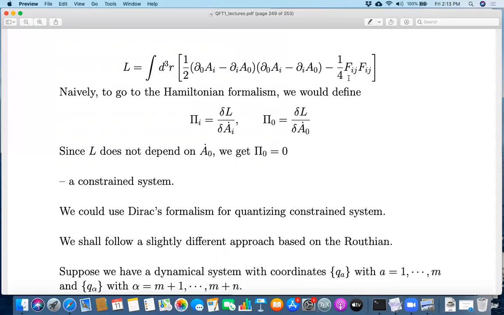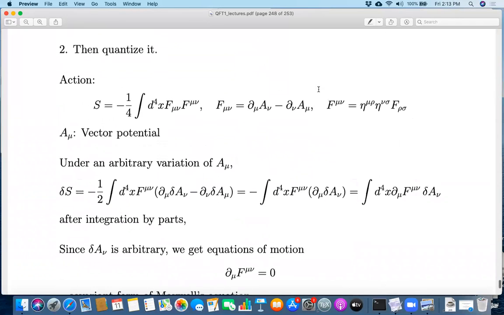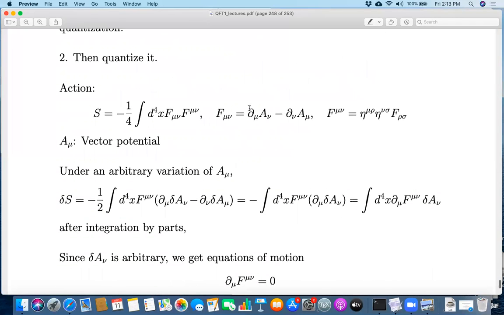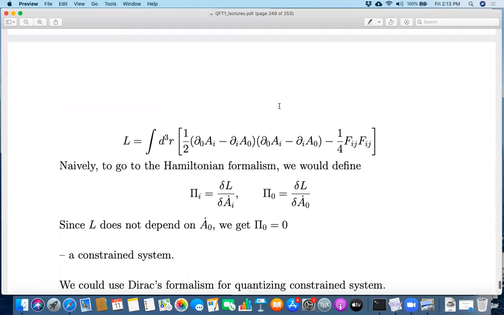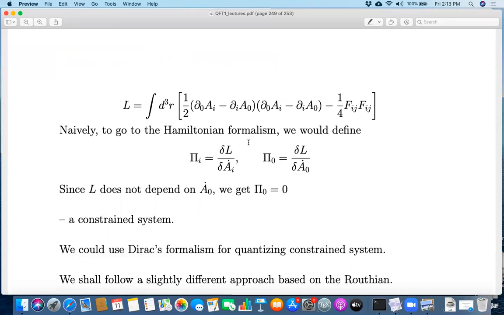Because Fij of course has only space indices, it's del i Aj minus del j Ai. A0 comes here, but A0 comes only with a space derivative, no time derivative. And that has to do with the fact that F00 is identically 0. F00, which would have given some A0 dot term, is identically 0 because it's antisymmetric. So this is telling us that pi 0 actually vanishes. And if pi 0 vanishes, that means it's a constrained system. The momenta are not independent variables. The momentum conjugate to A0 is actually 0.